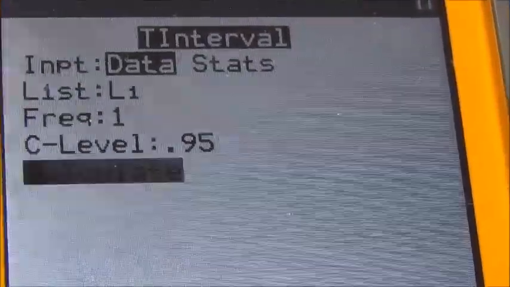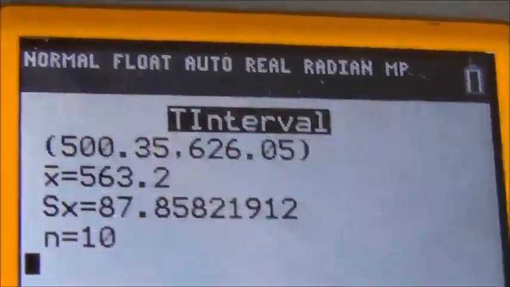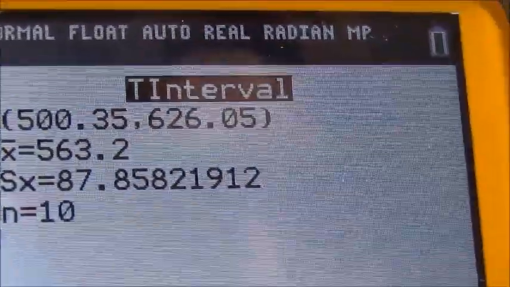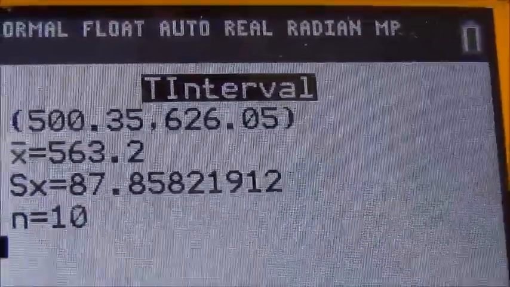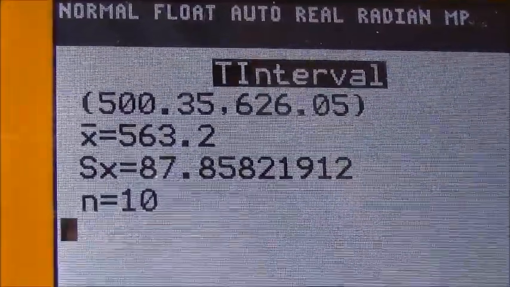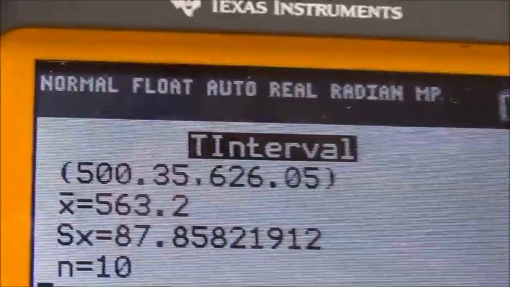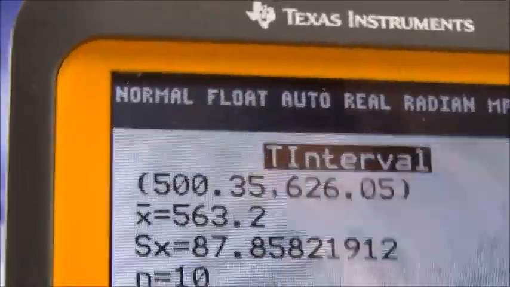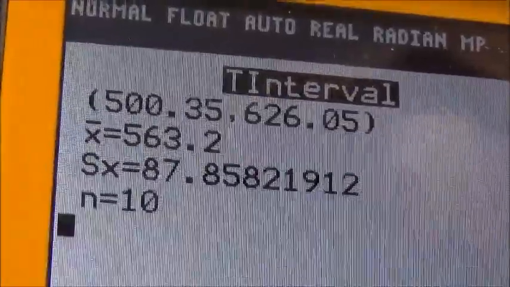And then I'm going to have it calculate, and this one said round off to the nearest whole number, so my T interval is going to go from 500 to 626. That is if I have my list of numbers, and sometimes on ALEKS you're going to have your list of numbers. So I have one for you to try on the bottom of the page.